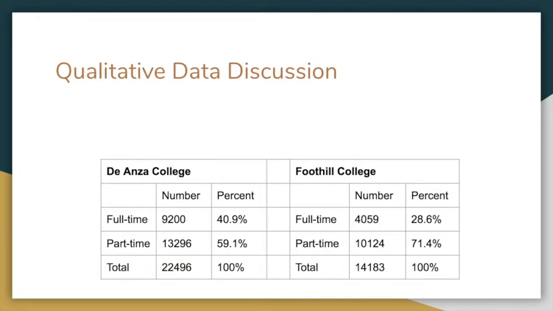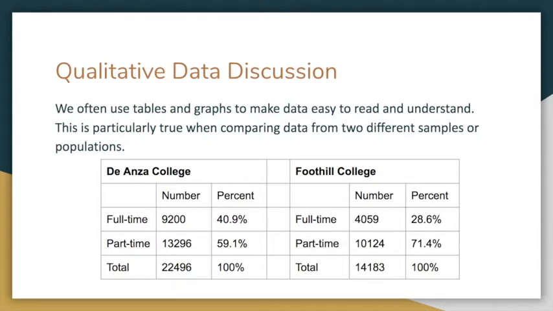On the other hand, when we have qualitative data, for example here we're talking about 2 different colleges, and we're just surveying how many people are full-time and how many people are part-time. Well, full-time is not a numerical value, right? Part-time is not a numerical value. So quite often with qualitative data like this, we are going to be able to deal with proportions or percents pretty reliably. So tables like this are useful because here we have 2 different size colleges. We can see that De Anza College is much bigger than Foothill College.